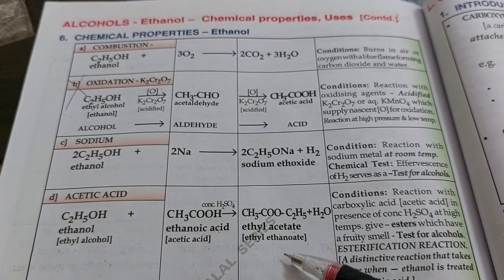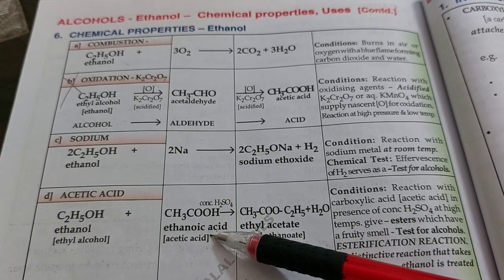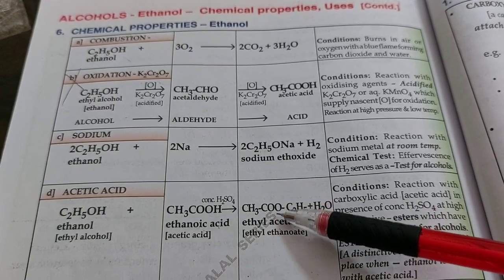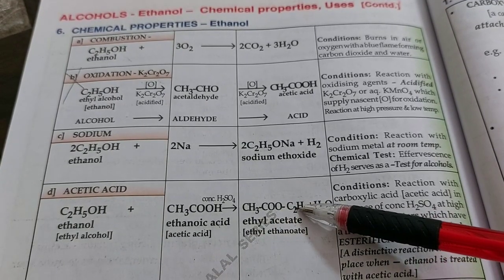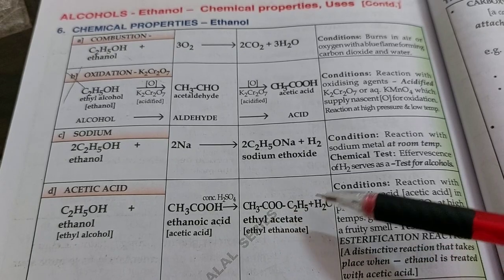Acetic acid. Now this is an important equation. Alcohol reacts with ethanoic acid, also called acetic acid, to form ethyl acetate. That's an ester. General formula is RCOOR plus water.